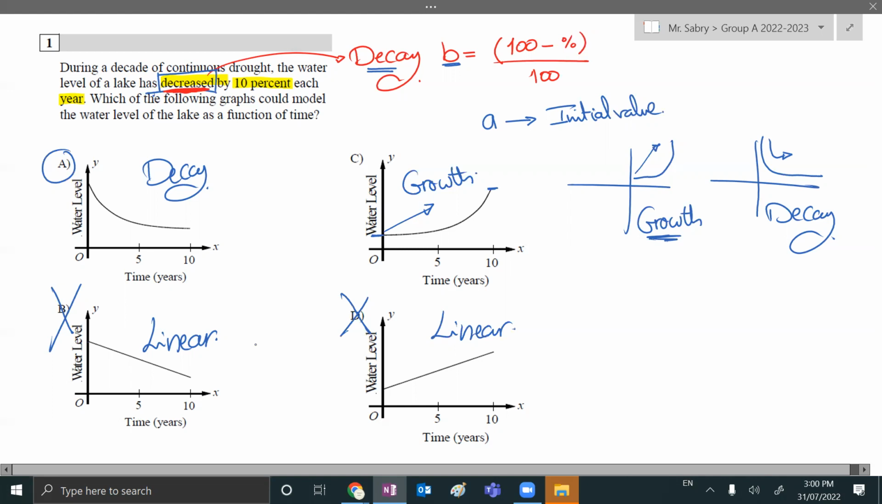So B can't be, and C can't, and D can't be. Why? Because both are lines, and I know that this is exponential. Why and how did I know that this is exponential and it can't be a line? Because it's decreasing by a percentage, and whatever changes by a percentage is considered for us an exponential function. So I can exclude B and D. Then by looking at A and C, I can compare between them and figure out that A is the decay function, while C is the growth. And since they said it's decreased, I can tell right away that it's the decay one, so option A is the correct one.